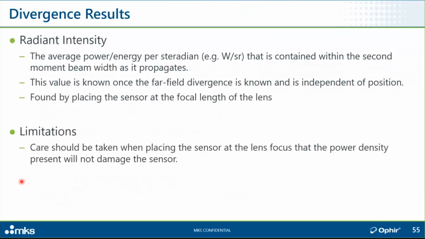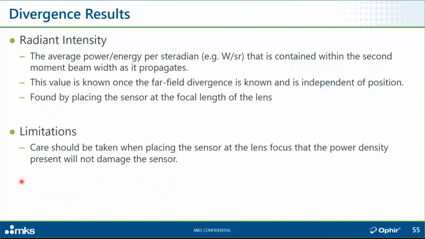The last result we have in the divergence category is called radiant intensity. This is the average power per steradian that is contained within a second moment beam width. So we do a first pass, measure the beam. Once we know the beam width, then you can compute the average power that is within that entire area. Once the far field divergence is known, then radiant intensity is able to be calculated, and that is consistent independent of position in the propagation path.